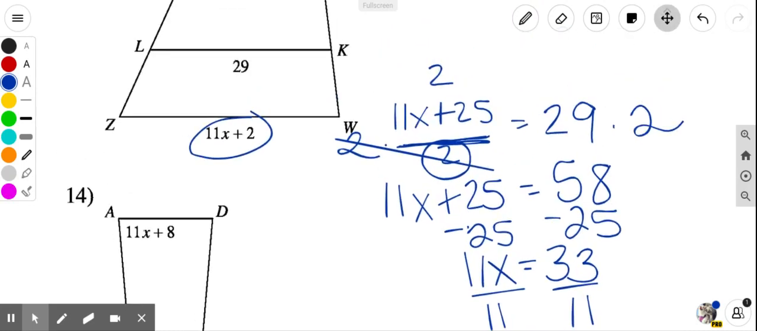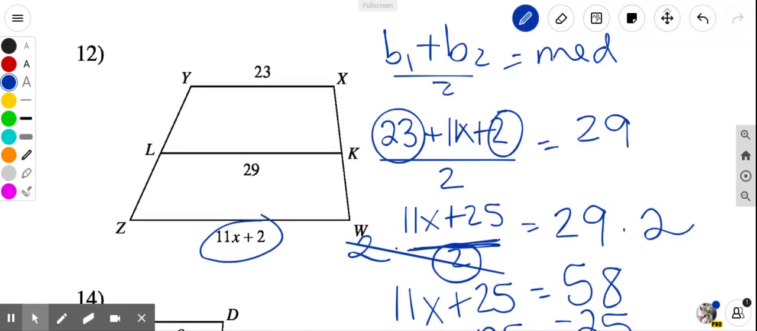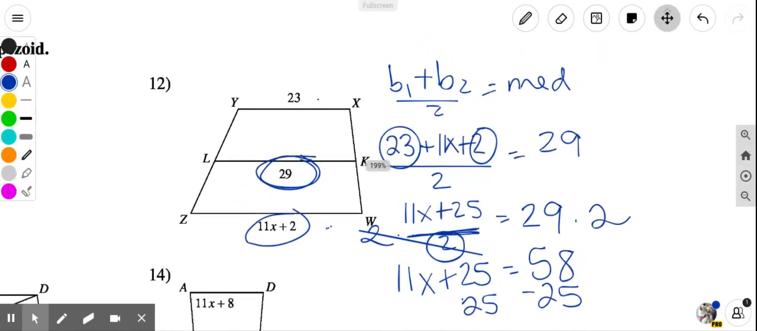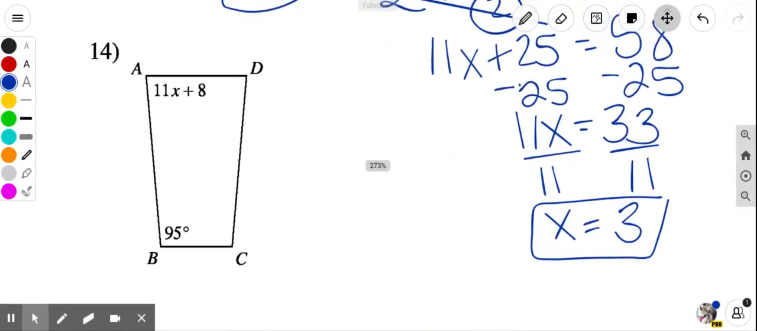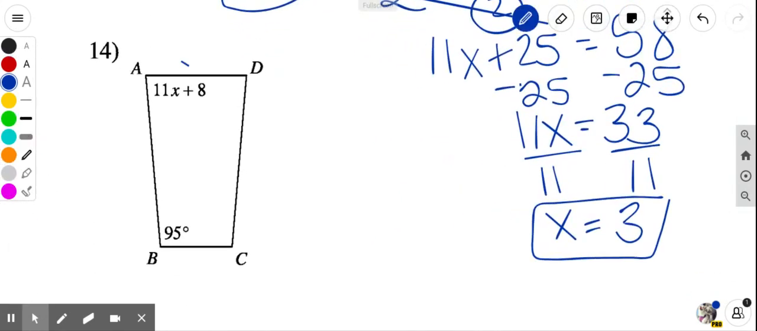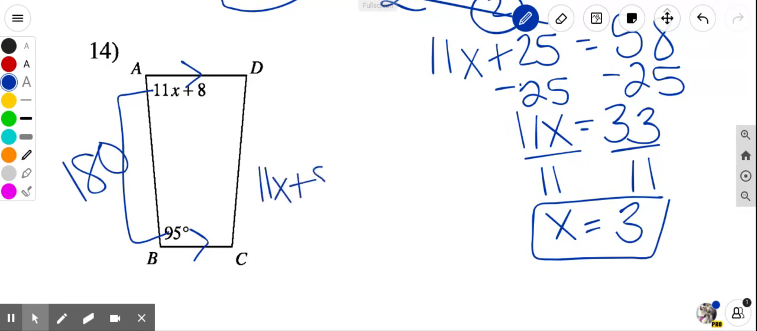Again, you plug the bases into the formula with the median. So base 1 plus base 2 over 2 equals median. Okay, let's take a look at number 14. So 14, here are your bases. These are consecutive angles, so they add to 180. So I'm not going to do this one completely out, but you would just add 11x plus 8 plus 95 equals 180, and then you'd solve for x. So remember, consecutive angles add to 180.